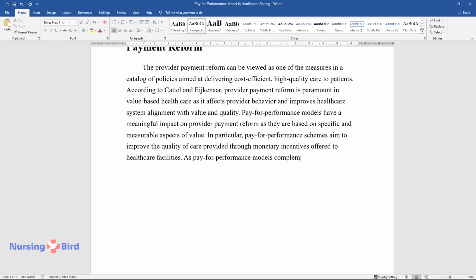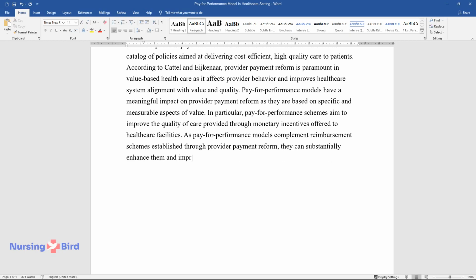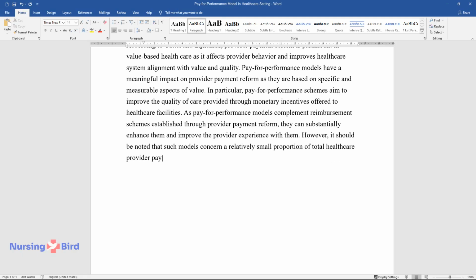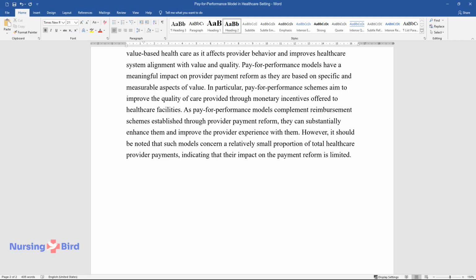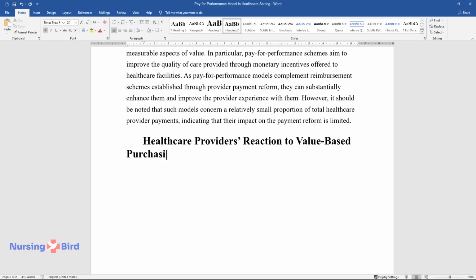As pay-for-performance models complement reimbursement schemes established through provider payment reform, they can substantially enhance them and improve the provider experience with them. However, it should be noted that such models concern a relatively small proportion of total healthcare provider payments, indicating that their impact on the payment reform is limited. Healthcare providers' reaction to value-based purchasing programs.